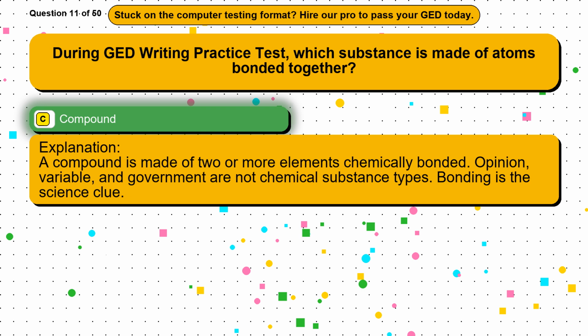A compound is made of 2 or more elements chemically bonded. Opinion, variable, and government are not chemical substance types. Bonding is the science clue.